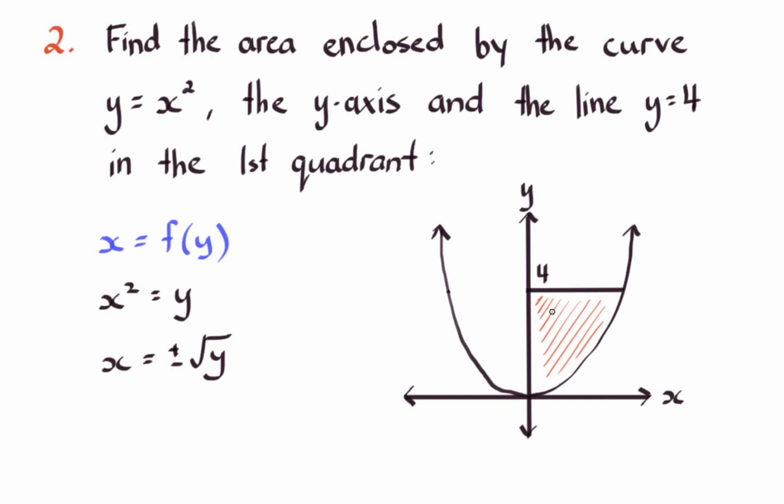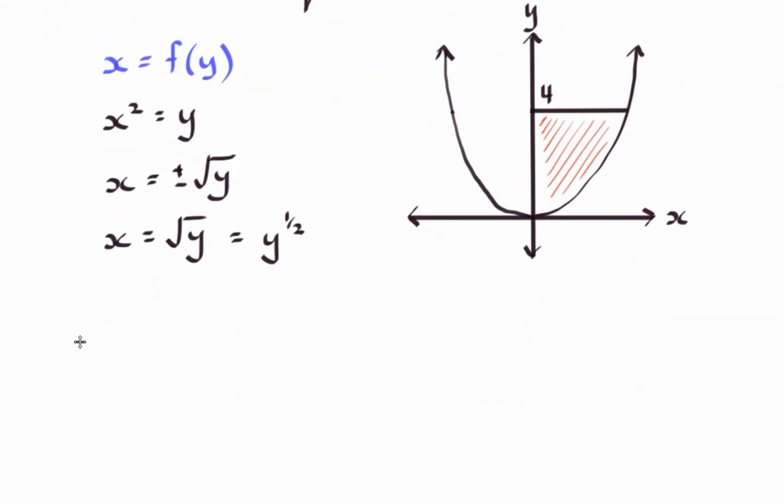Because we're just interested in the section on the right, we are just going to take x to be the positive square root of y. And so now we have our function in the form x equals a function of y. Now remember as well that the square root of y is y to the half. So let's go ahead and integrate, keeping in mind that because the area is to the right, we are going to get a positive definite integral. So we can just go straight ahead. We don't have to worry about any absolute value signs.